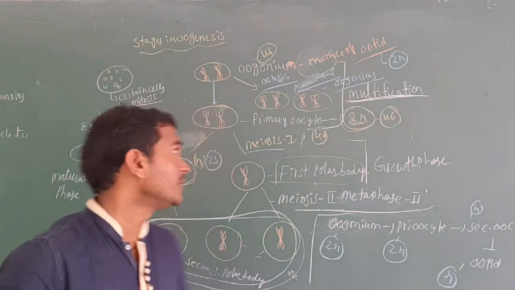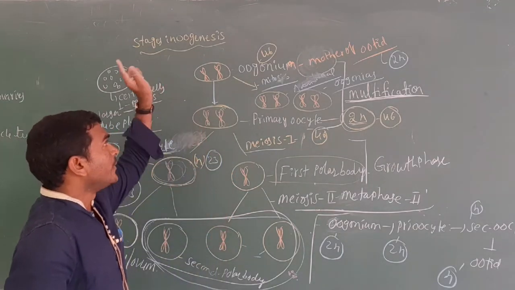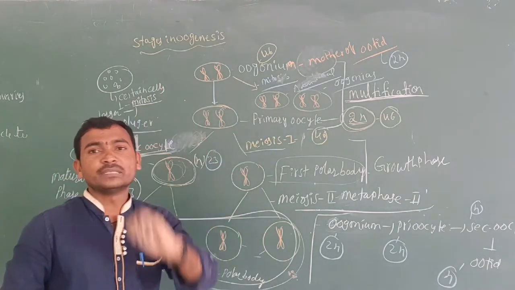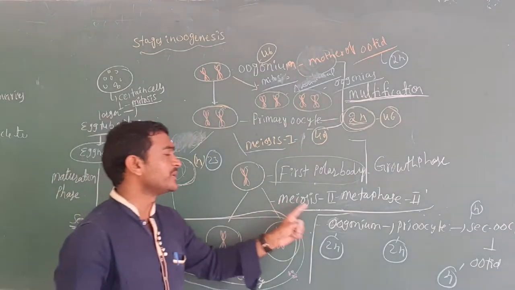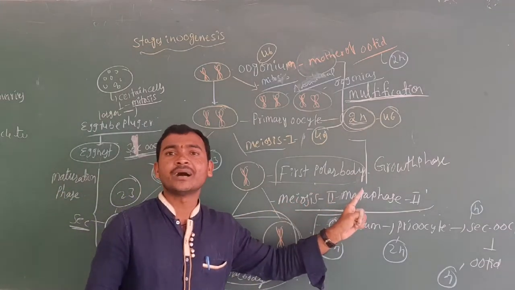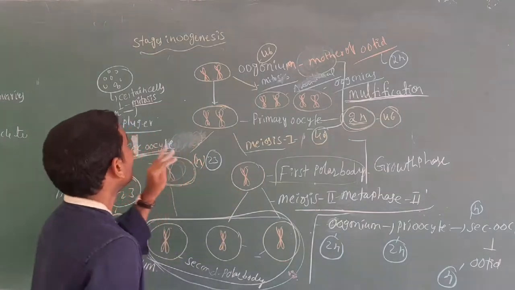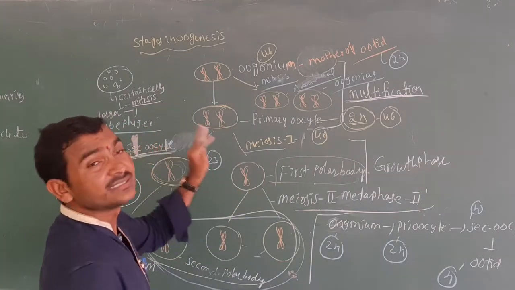Next, how many polar bodies? Three polar bodies are formed. It is arrested at meiosis 2, metaphase 2. This is about the oogenesis.